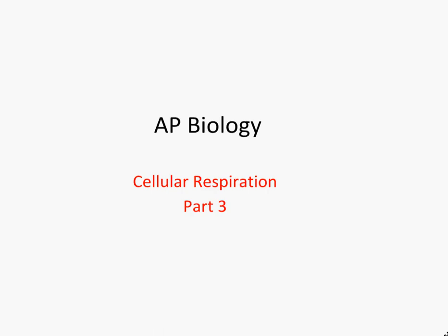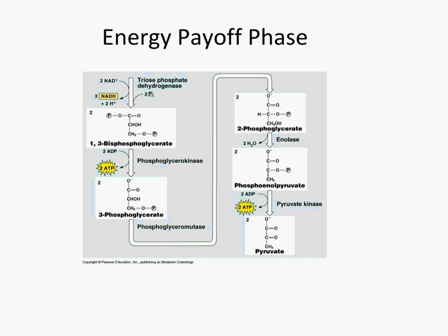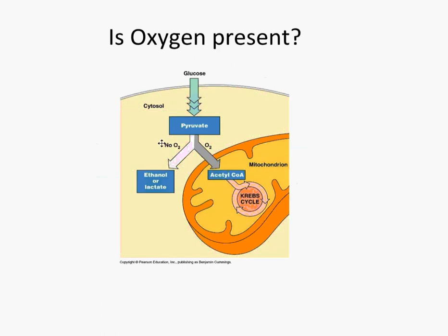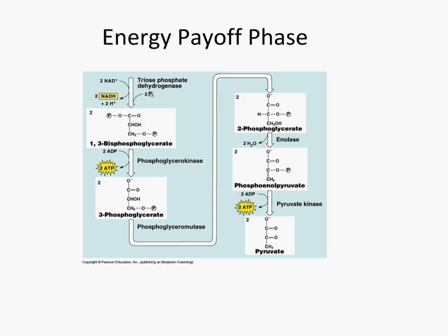This is Unit 2, Part 3 of Cellular Respiration. We've dealt with the 3 parts of cellular respiration: glycolysis, Krebs cycle, and ETC. Now we're going to look at what happens if there is no oxygen present. If there's no oxygen present, then we're going to go through this process called fermentation. Here it says ethanol or lactate. What does that mean? Well, fermentation is going to produce those things.